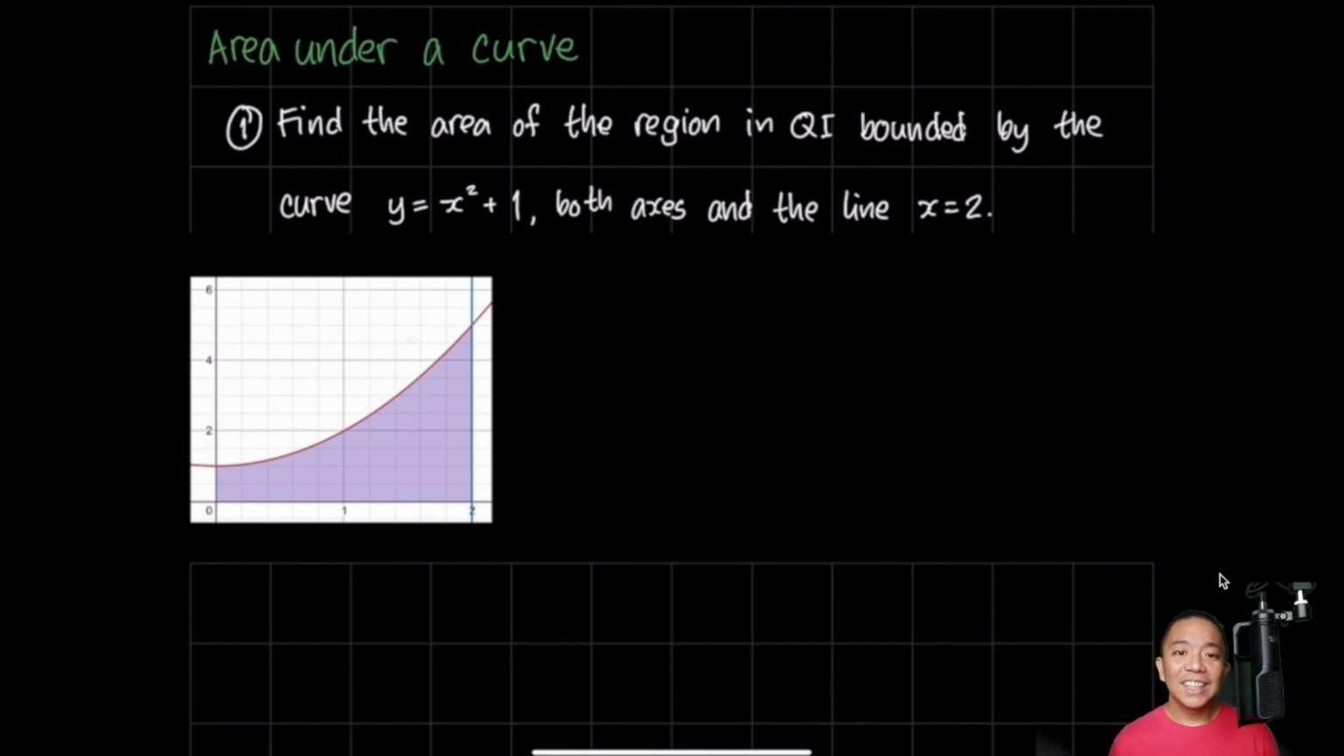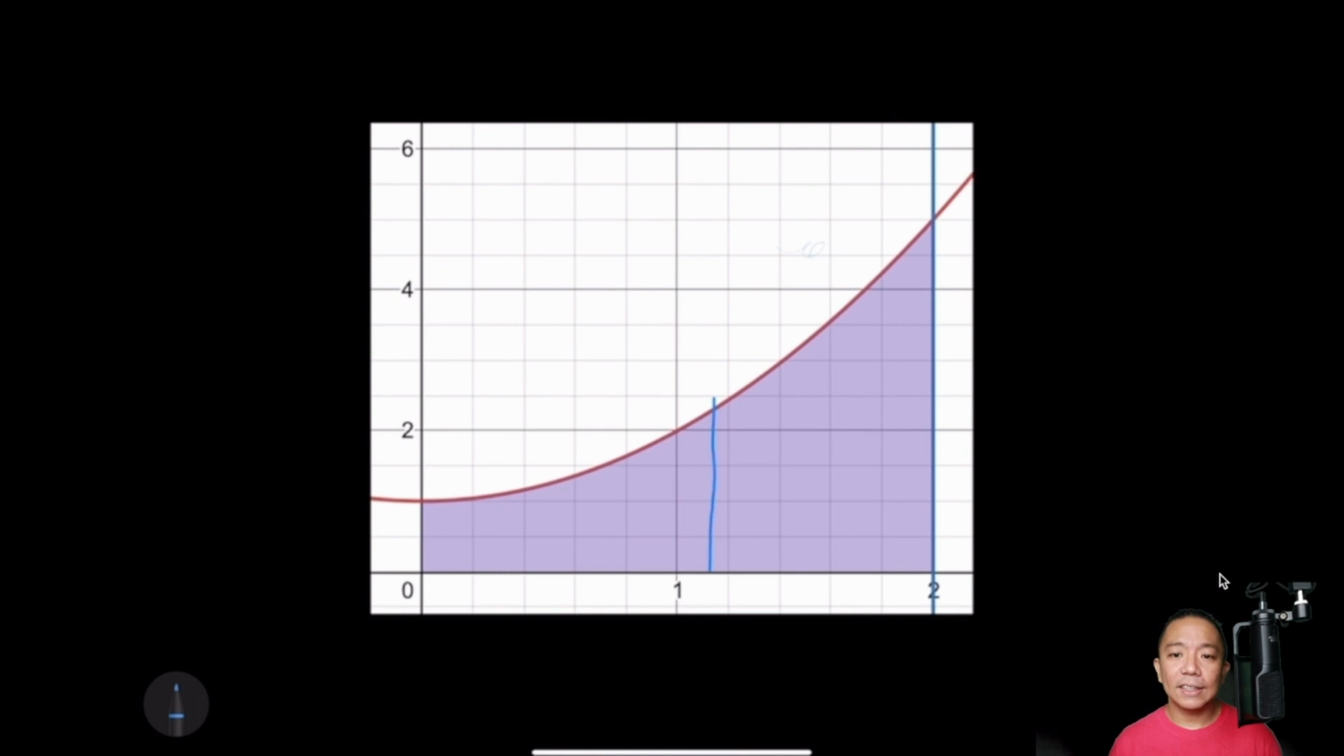You'll notice this is exactly the same as asking for the definite integral from 0 to 2 ng function na y equals x squared plus 1. But it's phrased as an area question. So let's proceed. Let's take a look at this region.